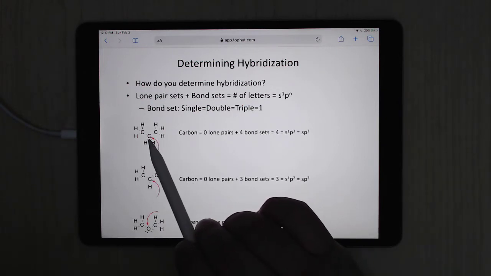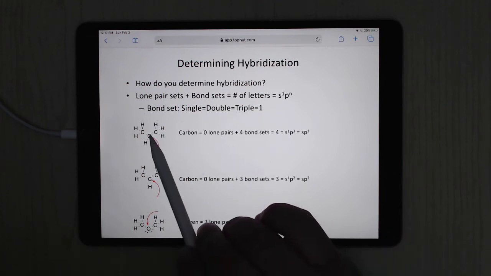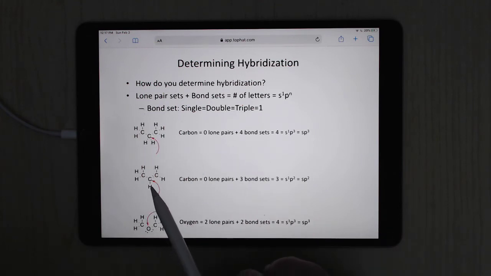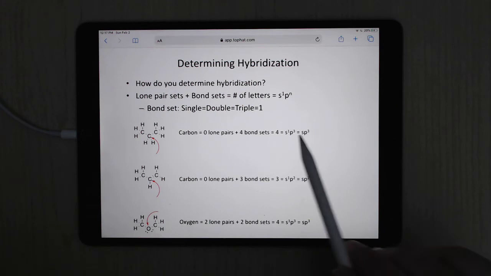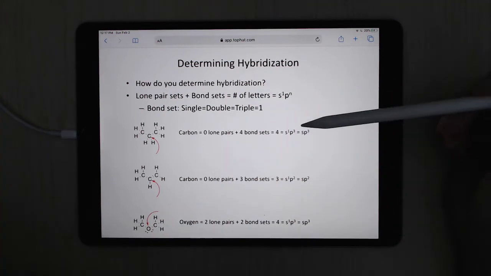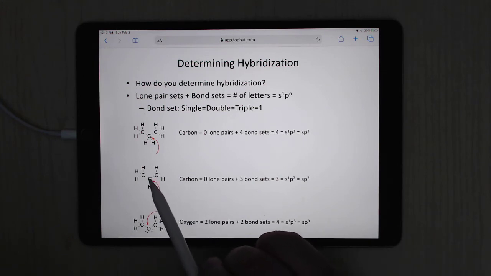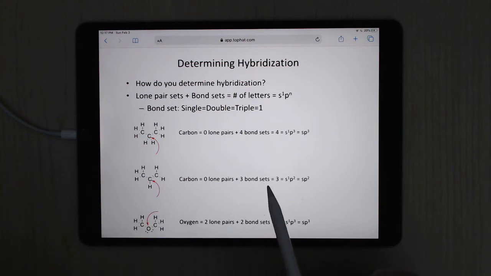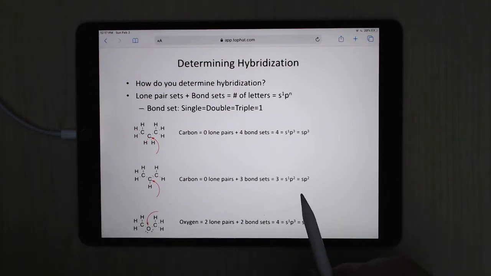So if you're looking at that carbon there, it doesn't have any lone pairs on it, but it has 4 bond sets: 1, 2, 3, 4. So it has 4 single bonds, which means you're going to have 4 letters, and so you're going to go S, P, P, P, sp3. With this one here, again, there's not going to be any lone pairs, but you've got the single bond, this single bond, and that double bond. So those are 3 sets: 1, 2, 3. So in this case, you need 3 letters: SPP, or sp2.